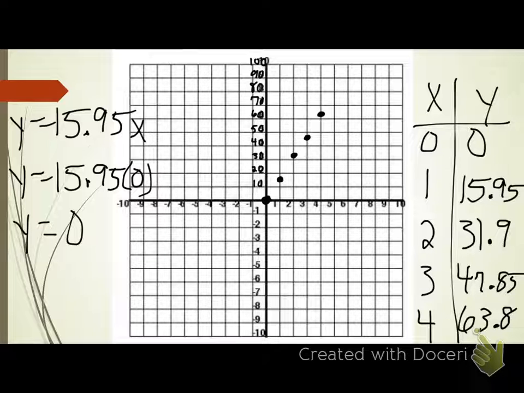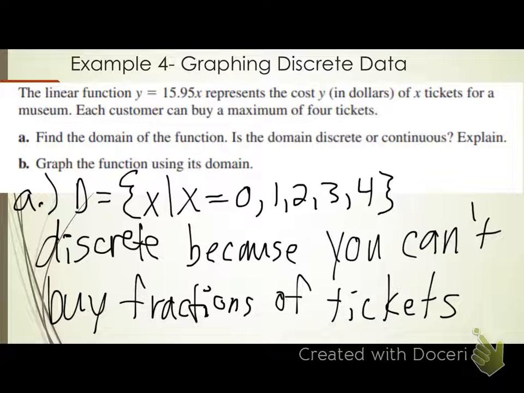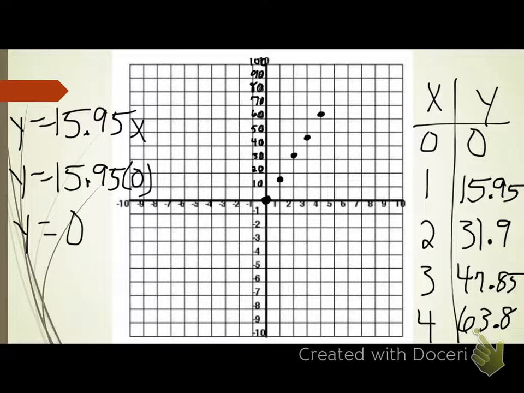Okay? And now, have I answered everything the question wanted? Yes, I have. I told the domain of the function, I told if it was discrete or continuous, and I explained. Then I graphed the function using its domain. Questions on this example? Did that make sense? Can I erase my graph and move on to my next example? Yes.